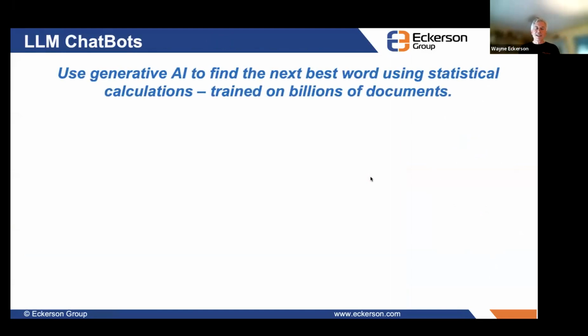So what's behind this technology? You probably all know this already, but these large language model chatbots use generative AI to find the next best word using statistical calculations trained on billions of documents. Now, next best word, if you've used Gmail, you see that all the time, right? Because Gmail wants to finish your sentences for you, right? It's the same technology essentially, but on a massive scale, trained on billions of documents. So that's really what we're talking about.